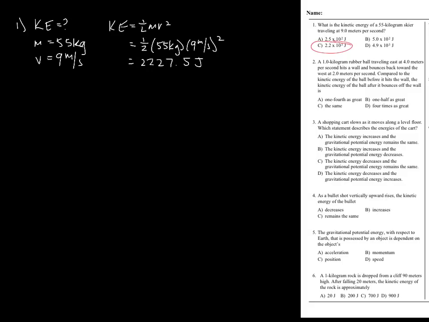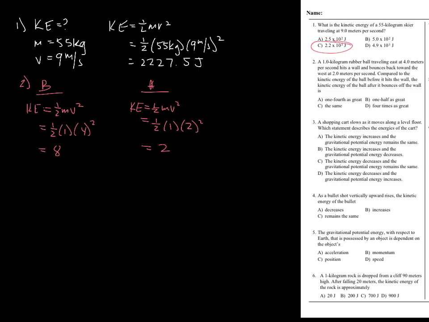Okay, number 2: a 1 kilogram ball traveling east at 4 meters per second hits a wall and bounces back toward the west at 2 meters per second. Compared to the kinetic energy before, what is the kinetic energy of the ball after? For number 2, we're comparing before and after. My suggestion is to calculate the kinetic energy before and after and then compare it.